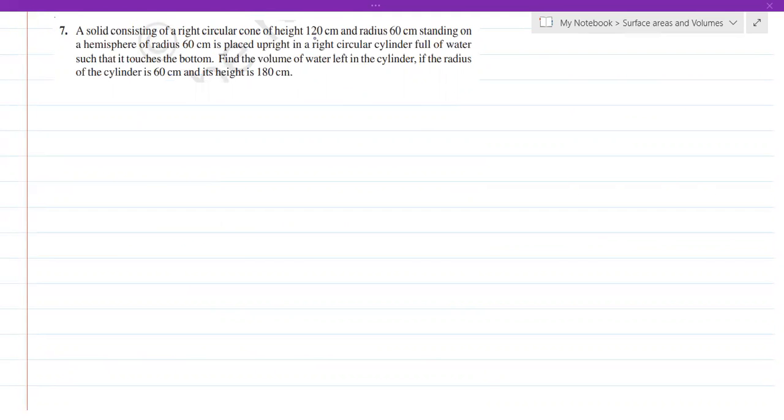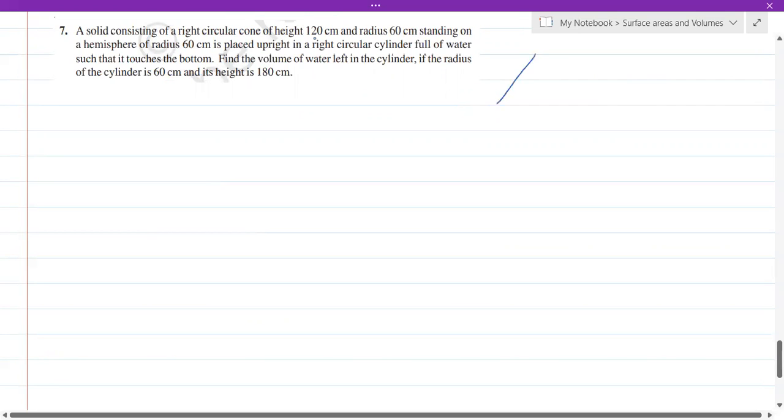In the next question, a solid consisting of a right circular cone of height 120 centimeter and radius 60 centimeter, standing on a hemisphere of radius 60 centimeter, is placed upright in a right circular cylinder full of water, such that it touches the bottom. Find the volume of the water left in the cylinder if the radius of the cylinder is 60 centimeter, height is 180 centimeter.